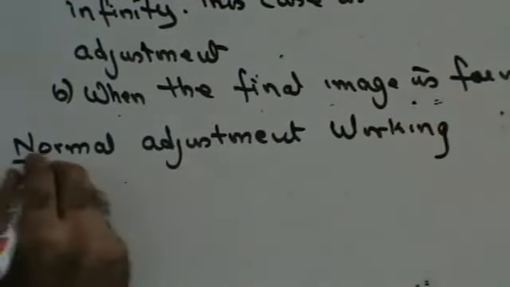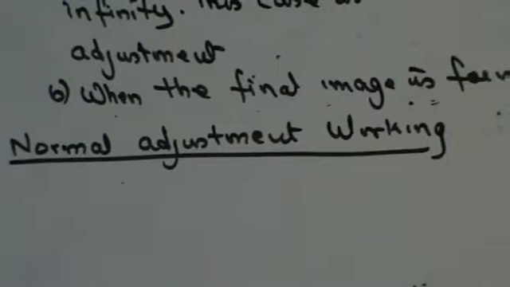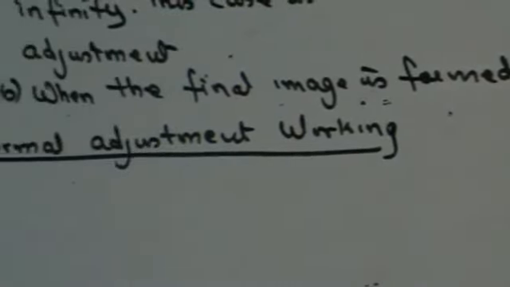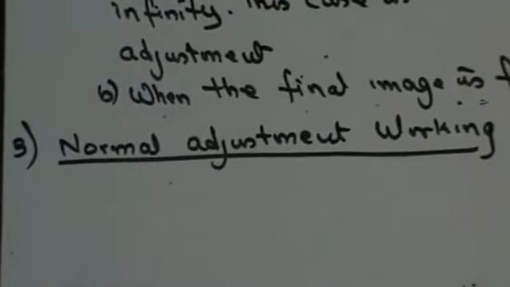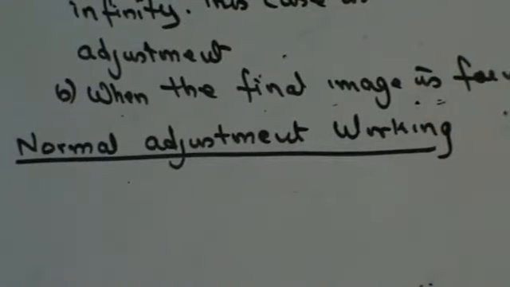So what's a DDV? Distance of distinct vision. In order for an image to be formed on the retina of the eye, the object has to be kept at a certain distance from the eye. The minimum distance at which the object has to be kept from the eye so that a clear image can be formed on retina is called as distance of distinct vision. Fine, do we get this in here?